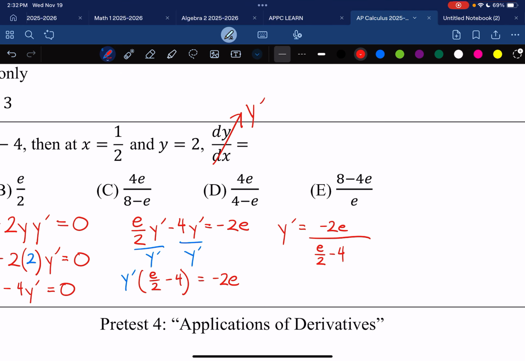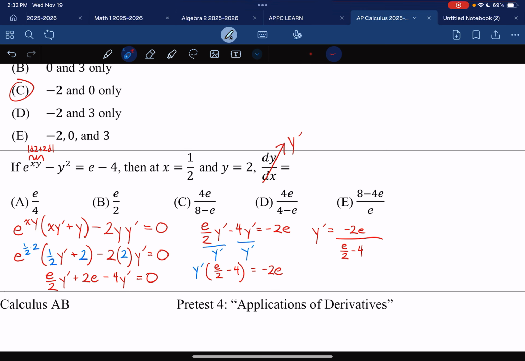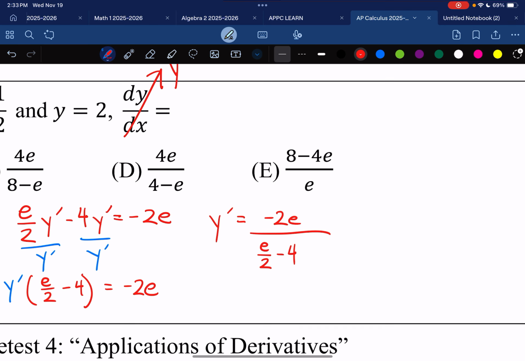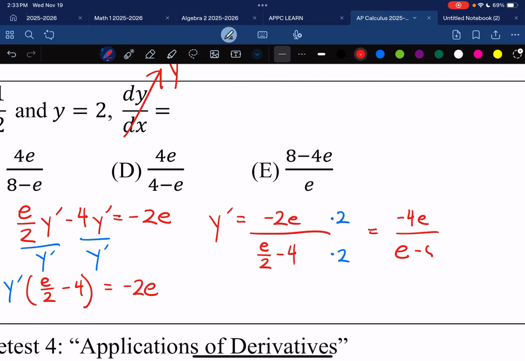And now we try to look for that. I'm noticing in all of these multiple choice answers, all of our e's are just e's, not divided by 2. So I need to get rid of that divide by 2. You're allowed to multiply the bottom and top by a number. So I can multiply the bottom by 2 and the top by 2. When I distribute that 2 into both of these, this e divided by 2 will just be a normal e. This is the same thing as a negative 4e in the numerator and just a normal e minus 8 in the denominator.